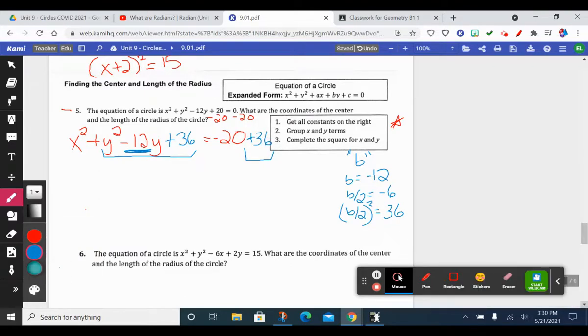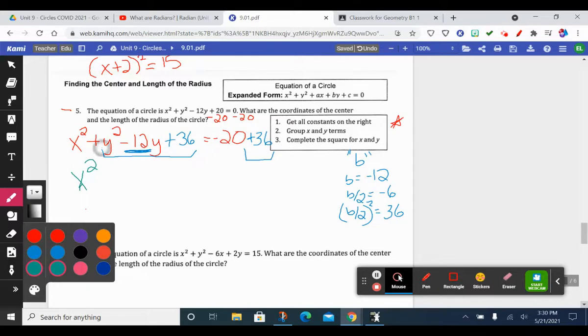Now is our rewrite stage. So on our left-hand side, we're going to keep x squared alone, so our x coordinate is going to end up being 0. But this y squared minus 12y plus 36 now becomes plus y minus 6 all squared. So again, the midline of this b box is what magically goes inside here. Equals negative 20 plus 36 gives me 16.